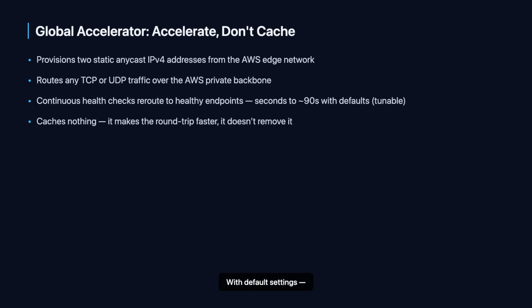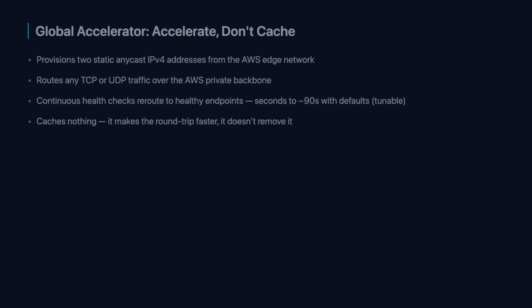With default settings, a 30-second check interval, and a threshold of 3 consecutive failures, rerouting can begin anywhere from 30 to roughly 90 seconds after a failure is detected. You can tighten that window significantly by reducing the interval and threshold. Here's the crucial part. It caches nothing. It doesn't remove the round trip to your origin the way CloudFront does. It just makes that round trip faster and more reliable.